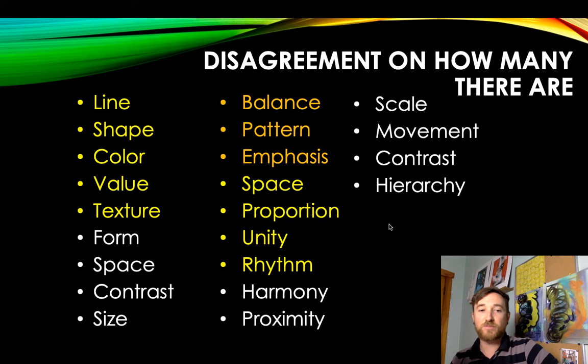There's also form, space, contrast, and size, to name a few others that are also included in the elements of art. I just want to focus on the top five in this video. The principles of design has a lot more disagreement and variation between the ones that are used. And again, I'll be focusing on the highlighted ones. I believe that the three big principles of design are balance, pattern, and emphasis. And I'll also be talking about space, proportion, unity, and rhythm.